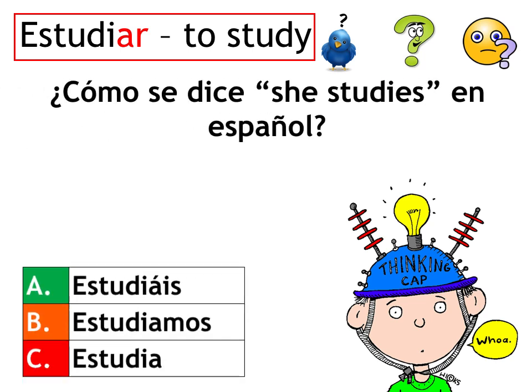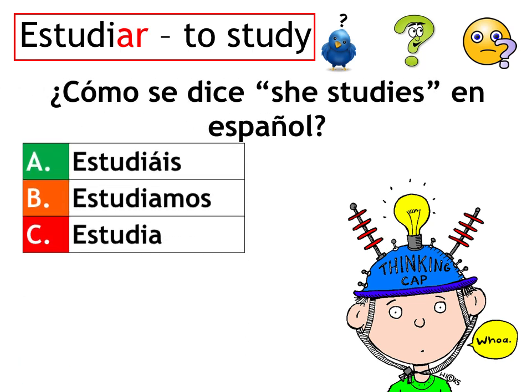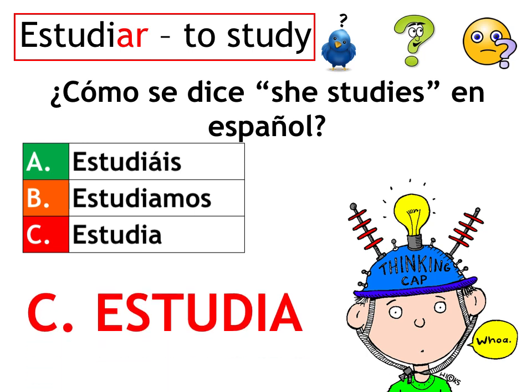Next one. ¿Cómo se dice she studies en español? How do we say she studies? Look at your endings. Shout it out when you know. Muy bien, estudia. It was C, estudia. It's an A ending. When it's he or she and it's a verb, it's got an A on the end. Next one.